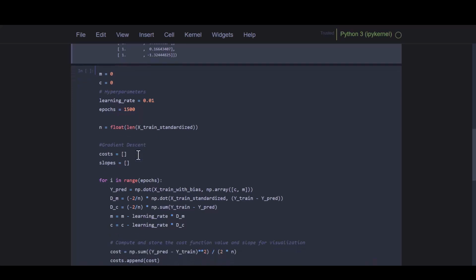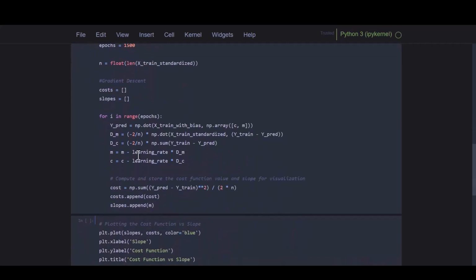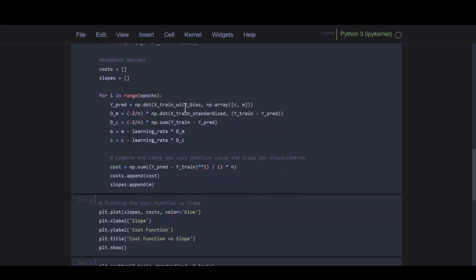And here I am getting the number of records for our data and I am creating two arrays, cost and slopes, to record the values of the cost and slope for each iteration. For each epoch, I am going to note down the value of cost and slope. So here I am giving a for loop. Here we are going to implement the gradient descent in a simple for loop. I have given the epochs in range, so this for loop runs for 1500 times.